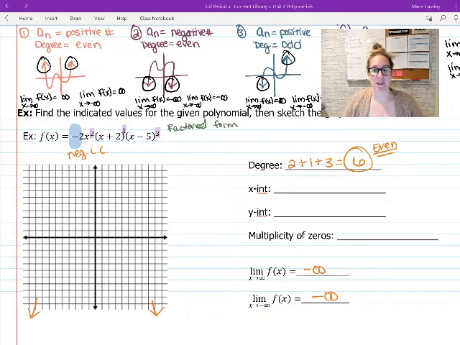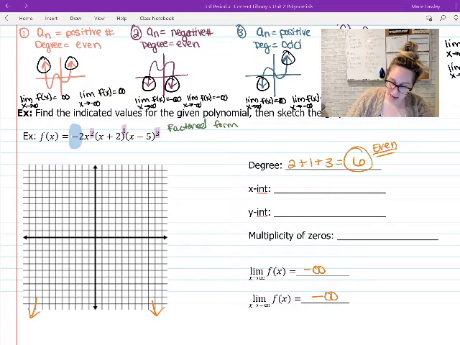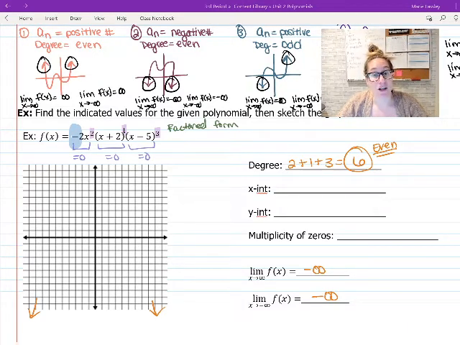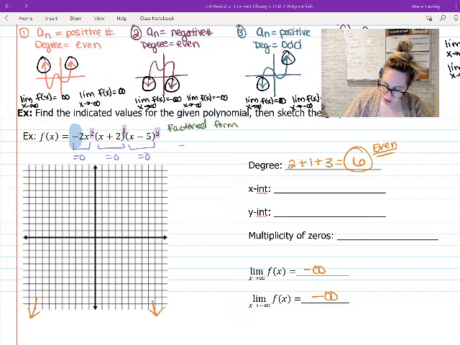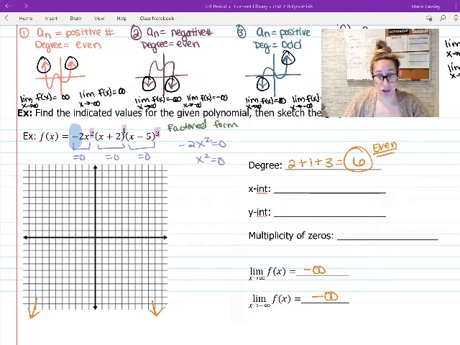All right, so let's get to the next part. So our x-intercepts, or the zeros of our function. Remember, x-intercepts, zeros, they're the same thing. Since this is in factored form already, we should be pretty good at figuring out how to find our x-intercepts from factored form. Remember, we just take each one of our factors and set them equal to 0 and solve for x. So we have negative 2x squared equals 0, x squared equals 0, because 0 divided by negative 2 is just 0. Square root, just 0. So we have x equals 0.